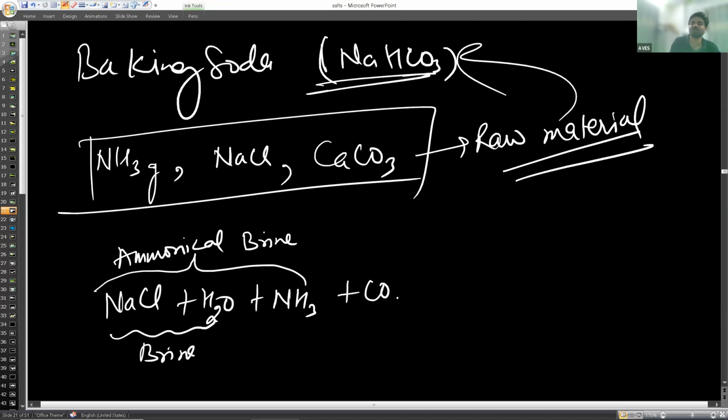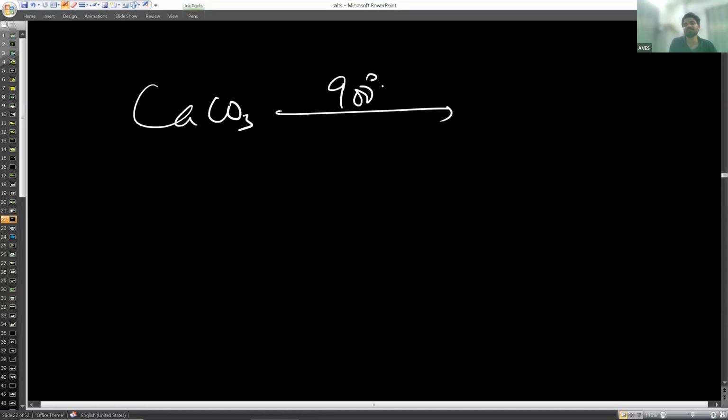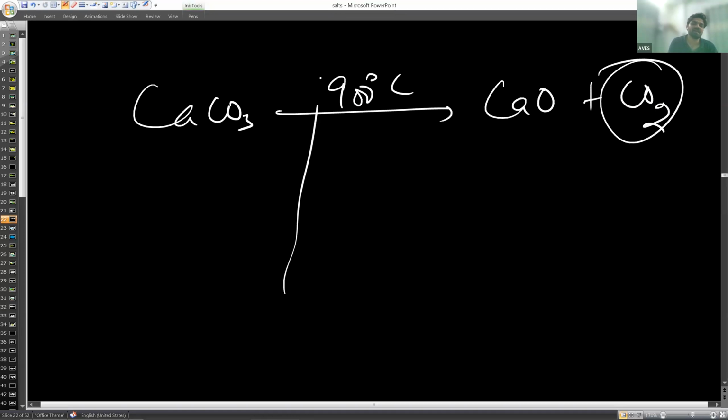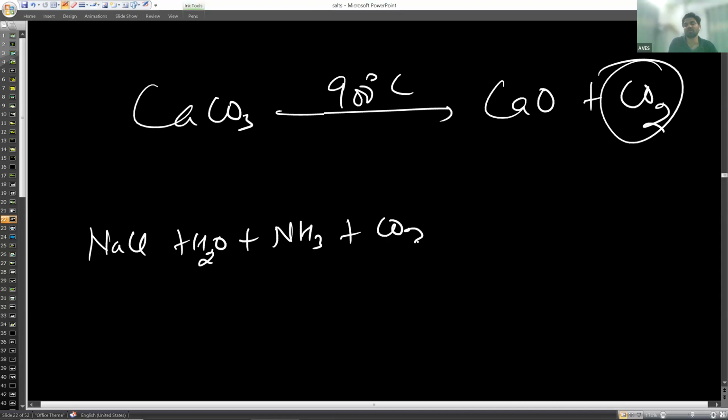Now, when you pass carbon dioxide to it, where does this carbon dioxide come from? It comes from heating calcium carbonate. When you heat calcium carbonate at 900 degrees Celsius, it gives you calcium oxide plus carbon dioxide gas. This gas is passed through the ammoniacal brine, the mixture of NaCl, water, and ammonia gas.